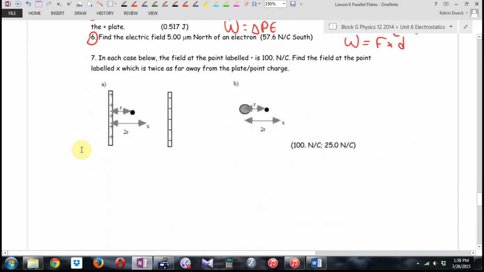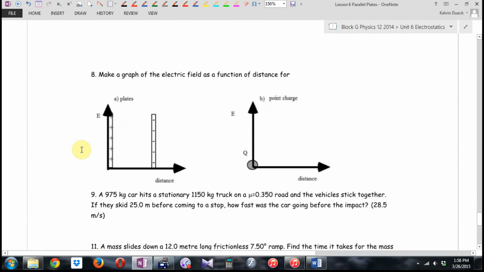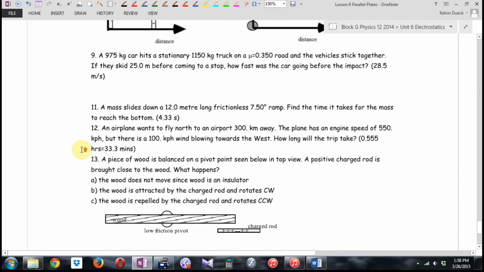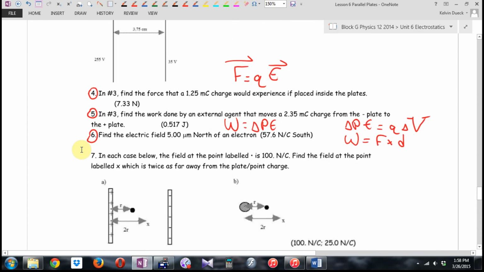Okay. 7 is kind of whatever. 8 is whatever. 9 is whatever. I'm just going to assign right now 1 through 6 and the take-home quiz.